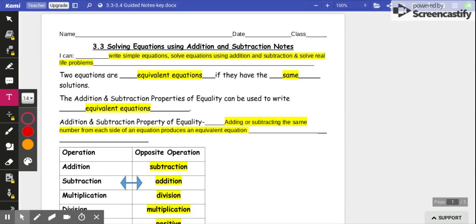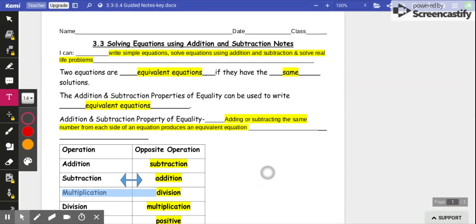We know that two equations are equivalent equations if they have the same solutions. The addition and subtraction properties of equality can be used to write equivalent equations. So our addition and subtraction property of equality states that adding or subtracting the same number from each side of an equation produces an equivalent equation. That means that we can add a 2 to both sides of the equation and it will remain equivalent to the other side.